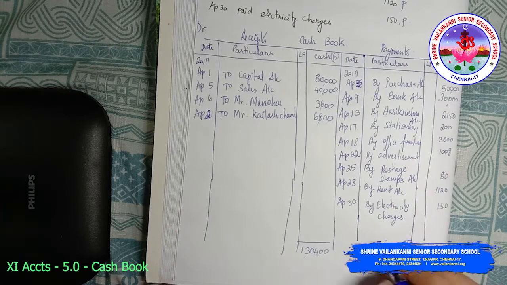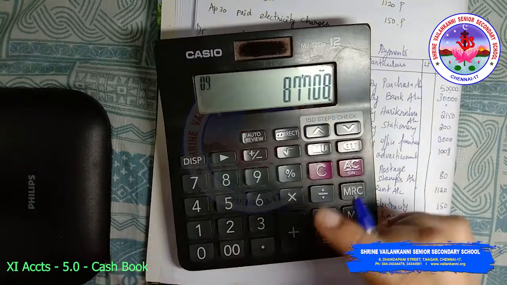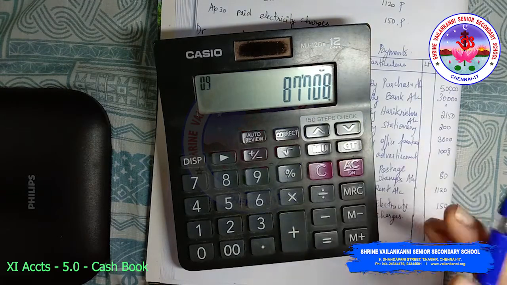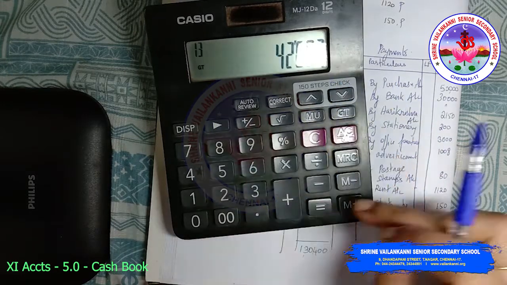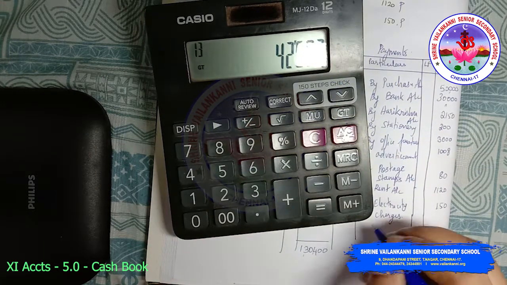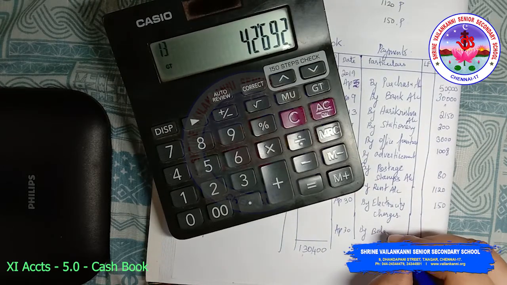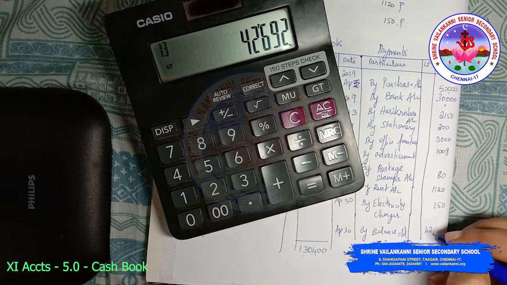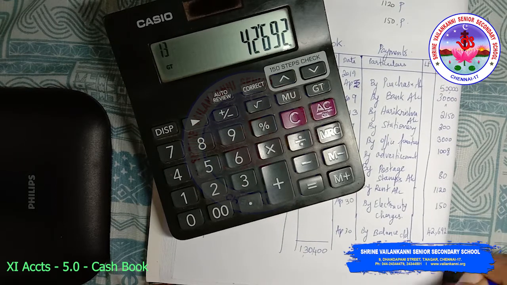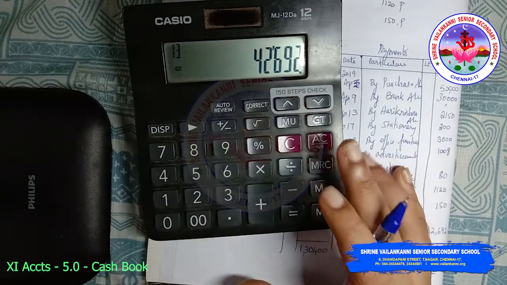But here the total is less. If I total it, I am getting 87,708. So I am going to minus it from 1,30,400. I am getting 42,692 as my balance. So April 30, by balance carried down, closing balance, 42,692, and 1,30,400. You're not supposed to use the calculator, but since there is a time constraint, I'm using it.